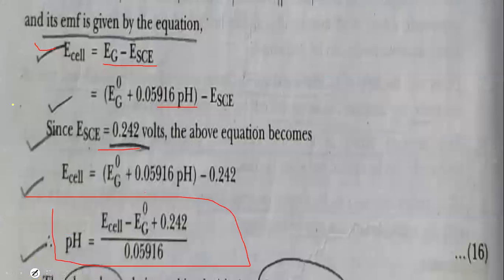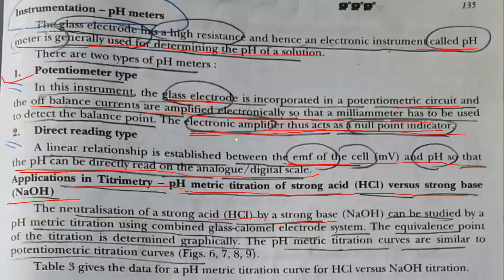Its EMF is given by the equation E cell is equal to E_G minus E saturated calomel electrode. As we know, E_G is equal to E naught G plus 0.05916 pH, and the EMF of the saturated calomel electrode is 0.242 volt. By putting in the values, we can find out the pH of the solution, given by the equation pH is equal to E cell minus E naught G plus 0.242, upon 0.0591.